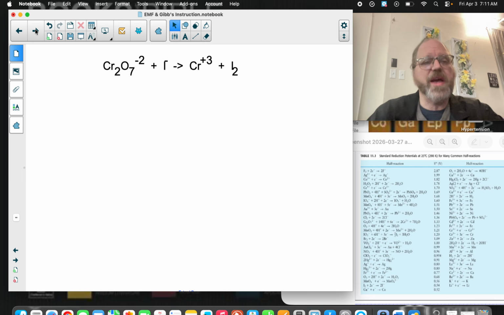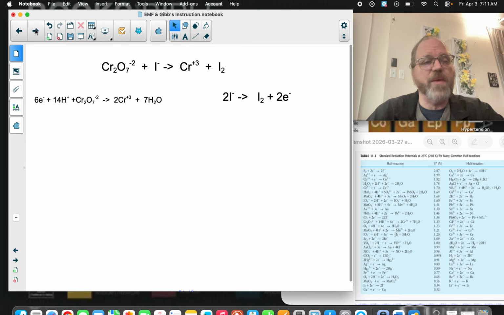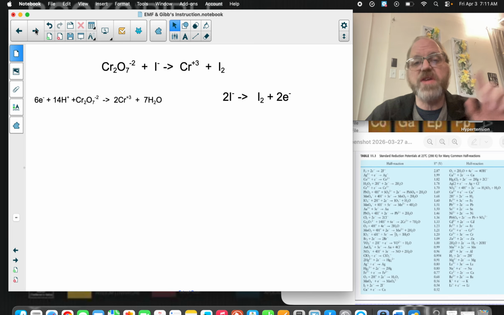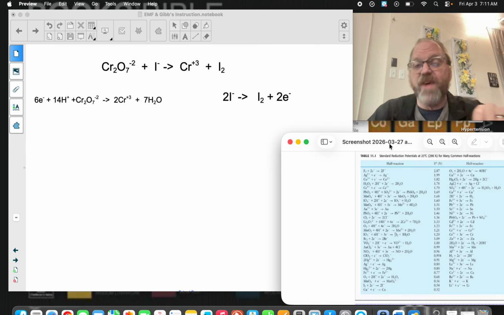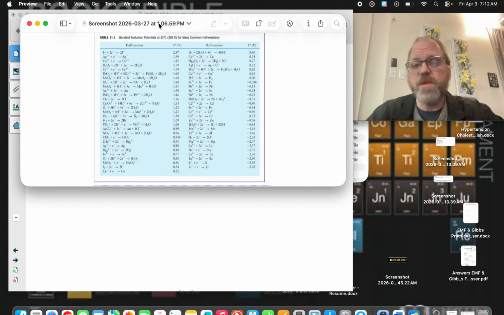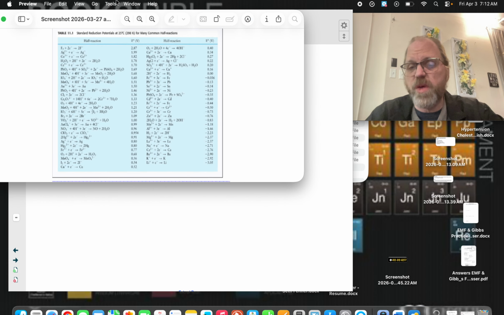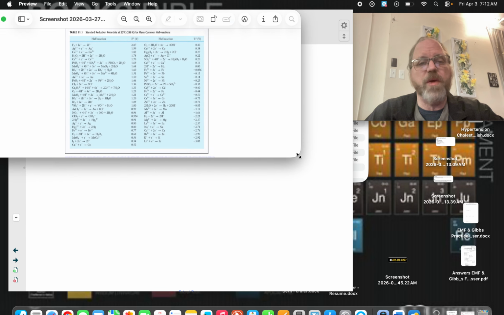This time we're going to take dichromate ion plus iodine ion gives me chromium 3 plus iodide. Okay, we split the reactions, and there we go. Now you can see these aren't balanced this time, but we don't care about that. All we use is the value off of this chart. So when you look to this chart, I will pull this up, make this bigger later. All right, we end up with that.